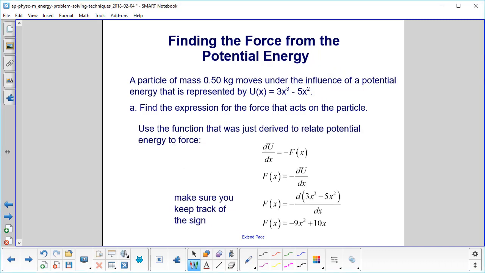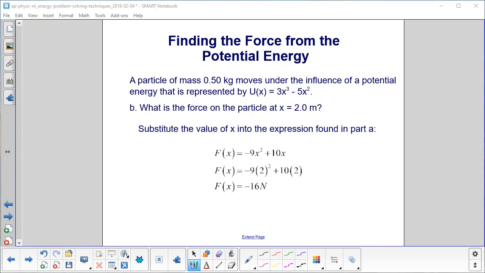To find the force, we're going to use this equation right here, and we're just going to spin it around, so F of x equals minus dU/dx. We put in our expression for the potential energy, take the derivative, and we get our force is minus 9x squared plus 10x. Make sure you watch your signs, right? So this negative will go here, and this negative will cancel out the negative, and you'll get a positive. So be careful of your signs when you do this kind of work.